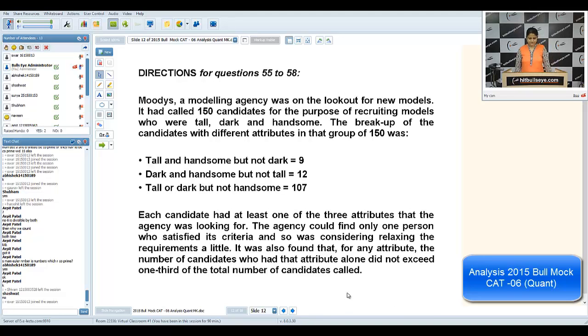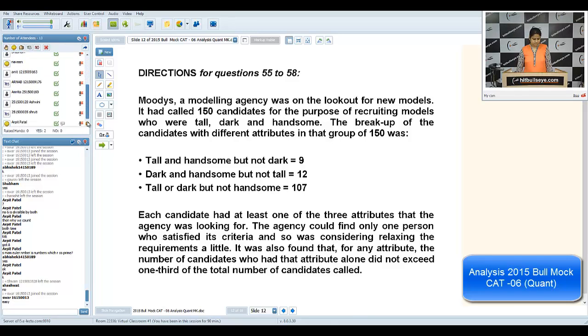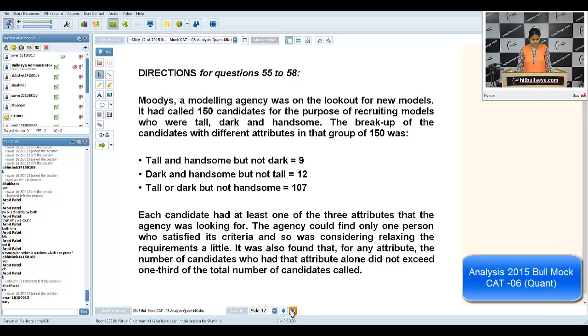Now come to this, 55 to 58. Easy, yes, of course. If you are comfortable in making Venn diagrams of 3 variables, then this will be an easy set. Any problem? If you want me to explain any question, please write down the question number from 55 to 58. That will be a one-go set. Okay, I think all of you are okay with this.